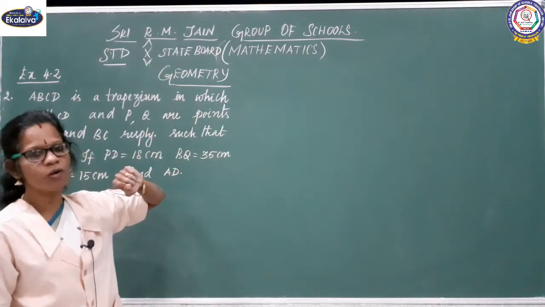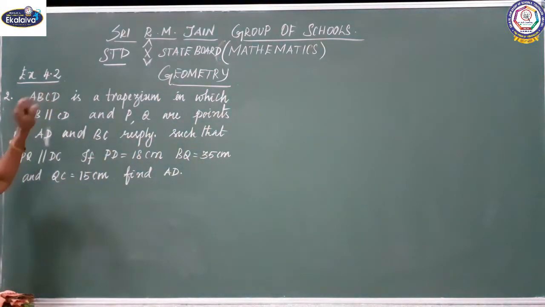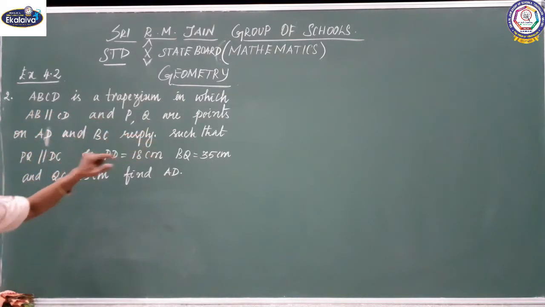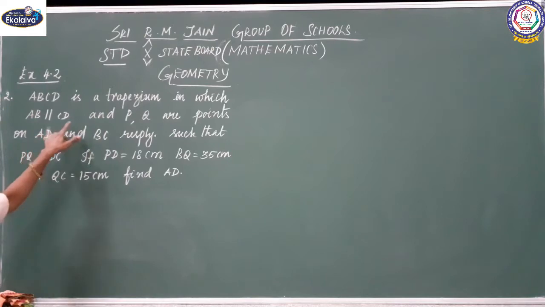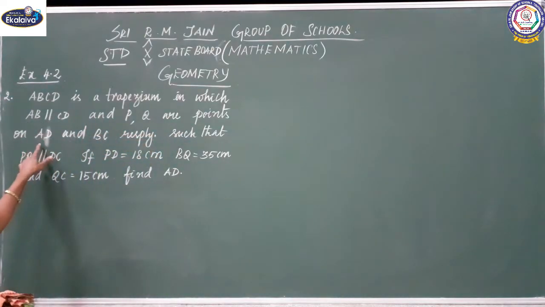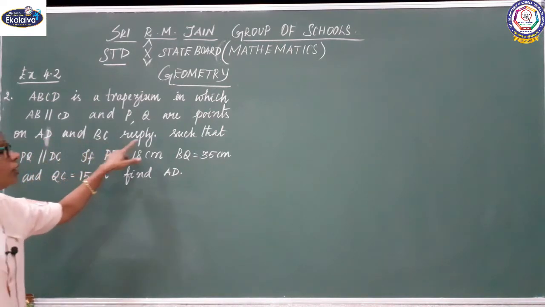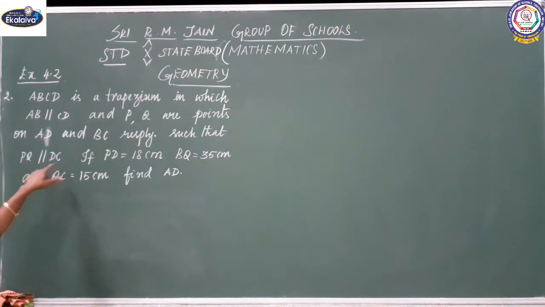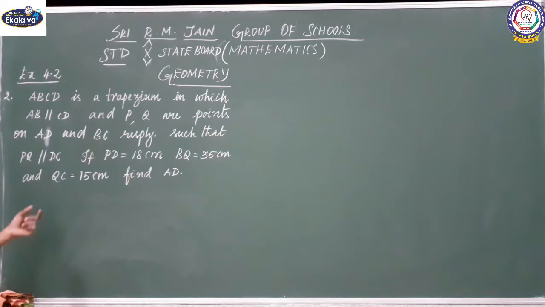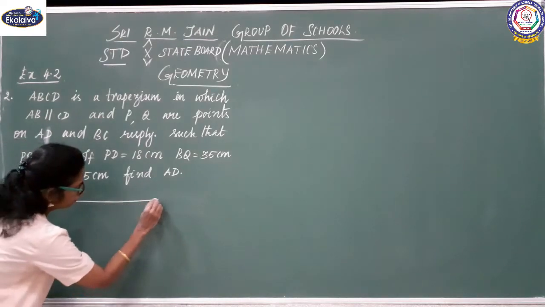The topic is geometry. Exercise 4.2. ABCD is a trapezium in which AB is parallel to CD, and P and Q are points on the sides AD and BC such that PQ is parallel to DC, PD equals 18, BQ equals 35, QC equals 15. Find AD. See here.